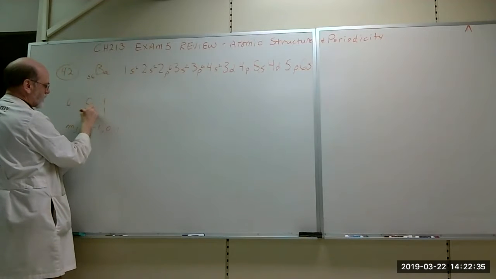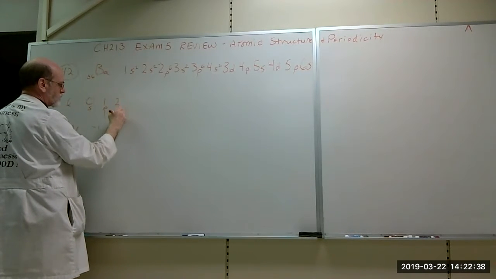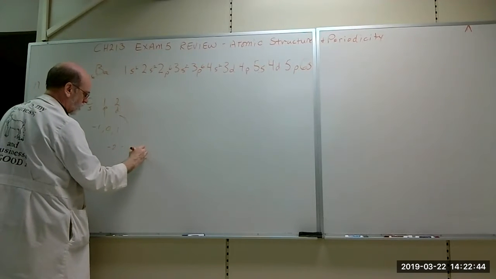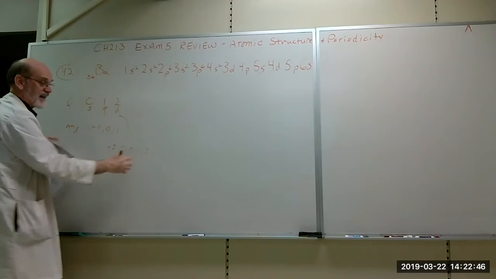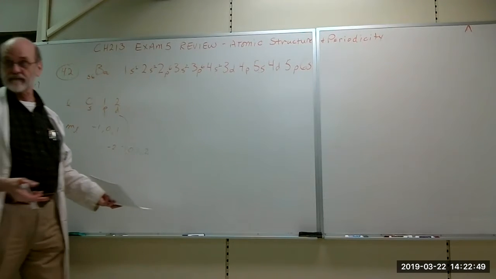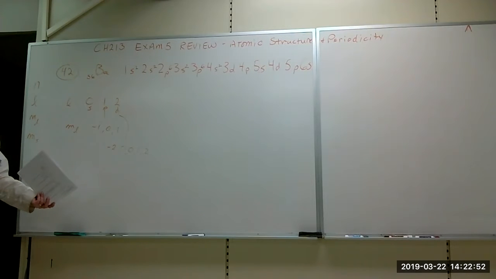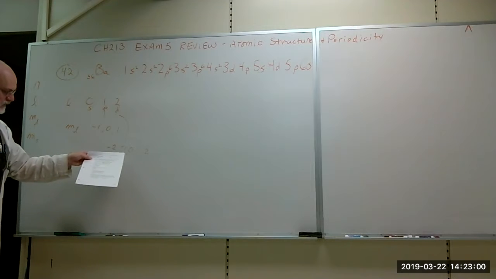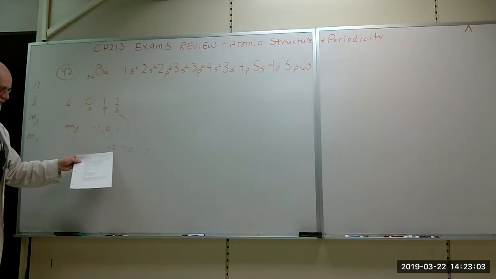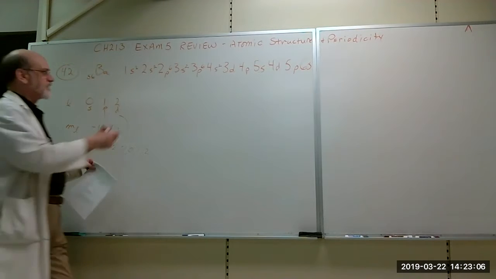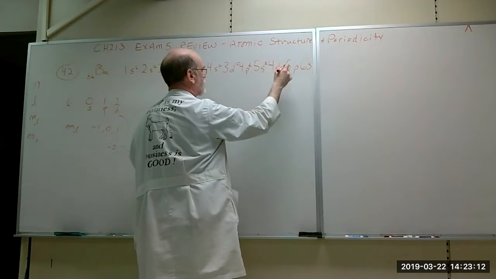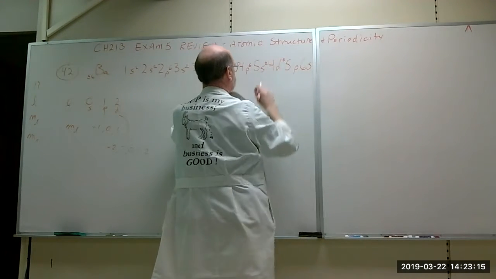How about D? D is 2. So m sub L is minus 2, minus 1, 0, 1, and 2. 2, 4, 6, 8, 10. 10 electrons in the D. I don't want to lose you. So if D equals 2, that means m sub L is minus 2, minus 1, 0, 1, and 2. 2 electrons each means 10 electrons. So the D's can have 10 electrons.